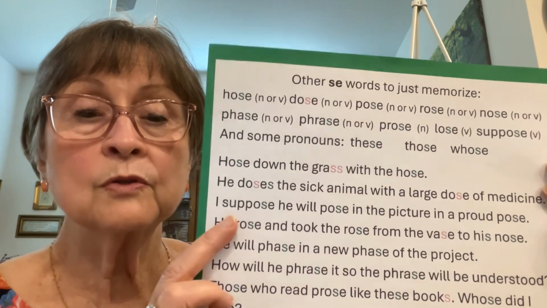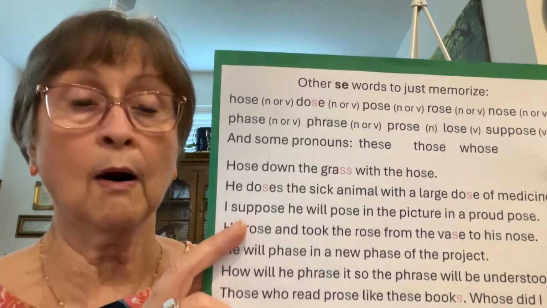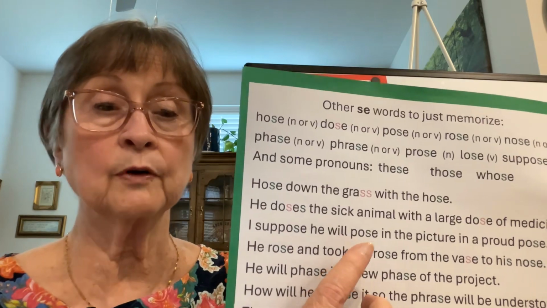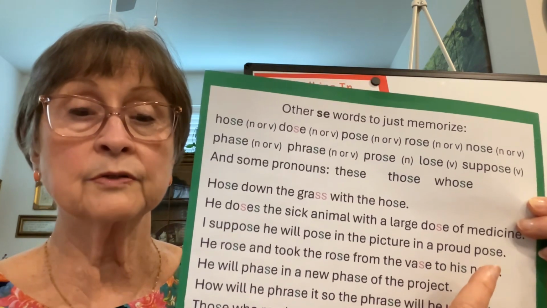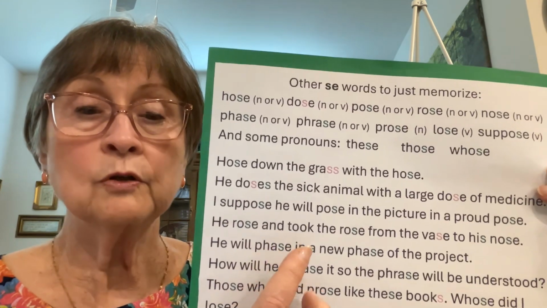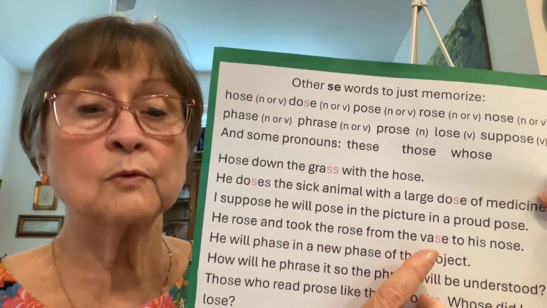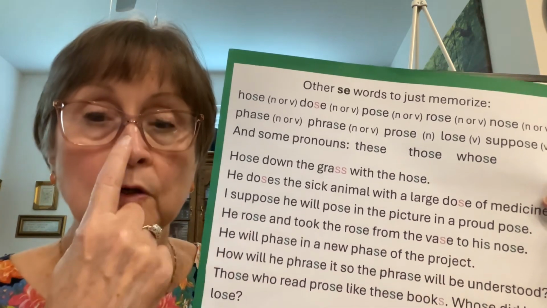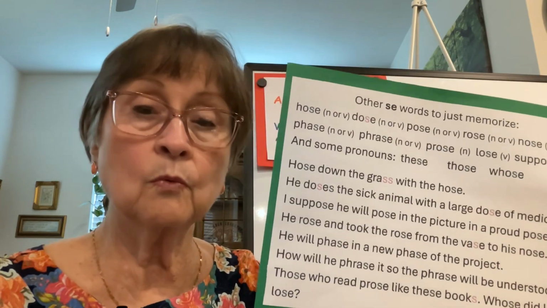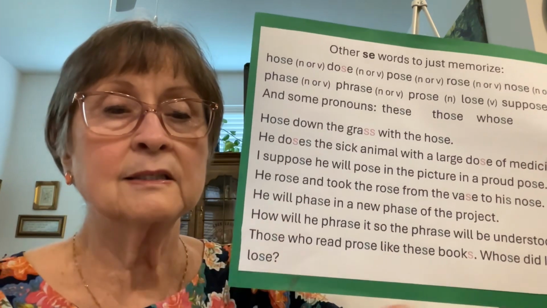I suppose he will pose in the picture in a proud pose. It's the position he's in. He's posing, that's a verb, in a pose, that's a noun. He rose, that means he got up, and took the rose, the flower, from the vase, which we had earlier, to his nose. He rose, he got up, and took the rose, and he put it to his nose, all Z's, except for vase.